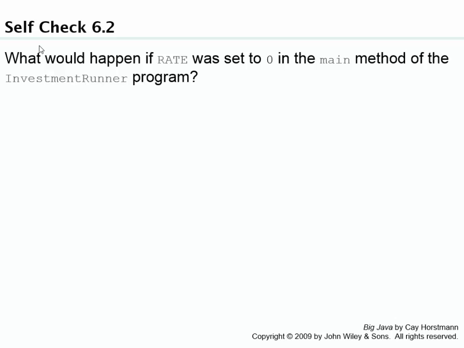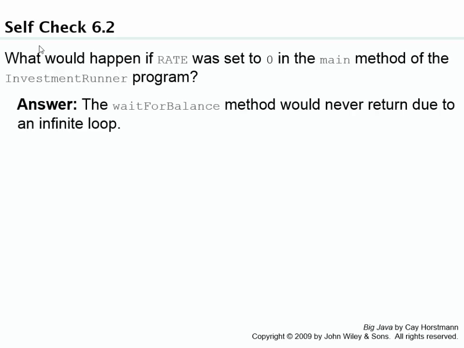What would happen if rate was set to 0 in the main method of the investment runner program? Well, if you have a 0 percentage rate, then your balance is never going to grow, which means you'll never reach the target balance. So you'll get an infinite loop, that's my guess. Yeah, so wait for balance would blow up. So you have to guard against that. If you're going to write this and you ask the user what the interest rate is and they type in 0, your code needs to test for that and say, hey, you put in 0%. That's going to blow up my program. I need something, a positive number that's not 0.